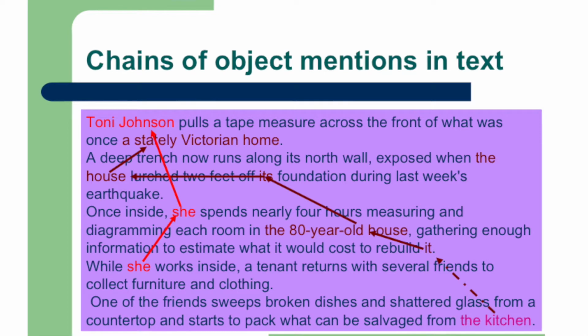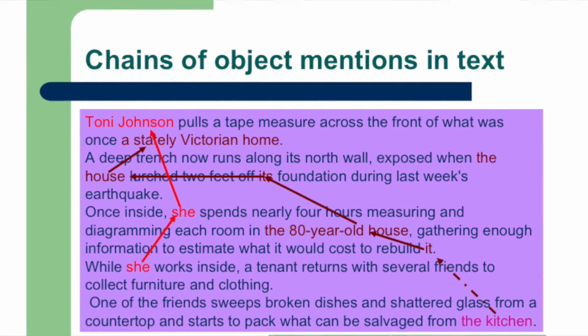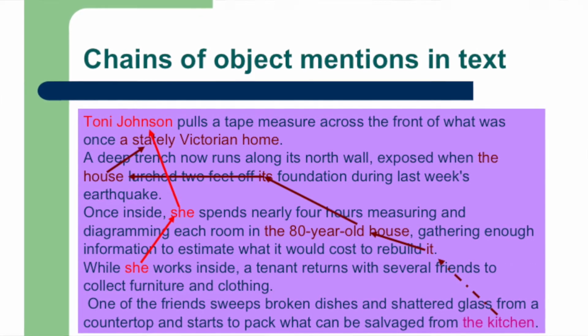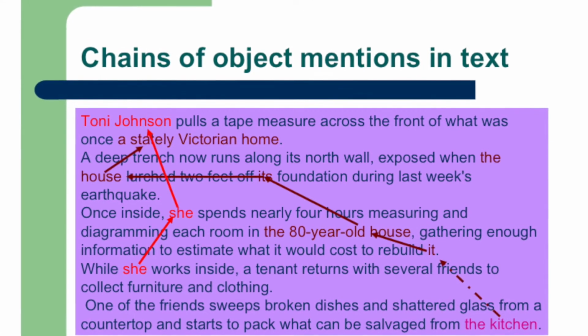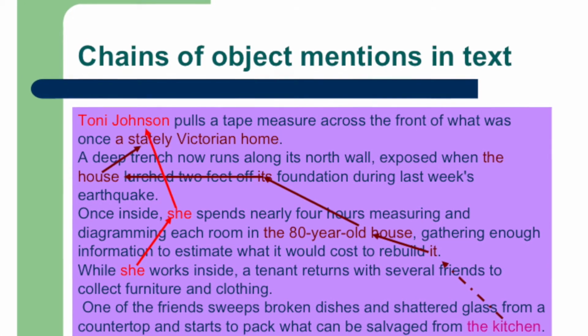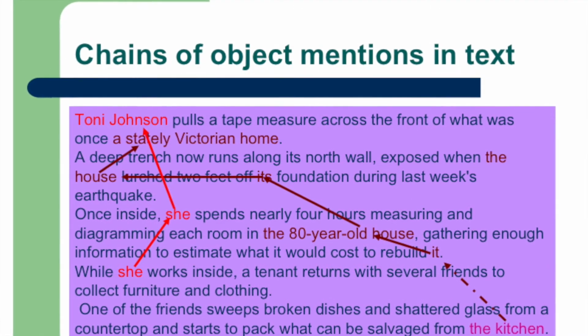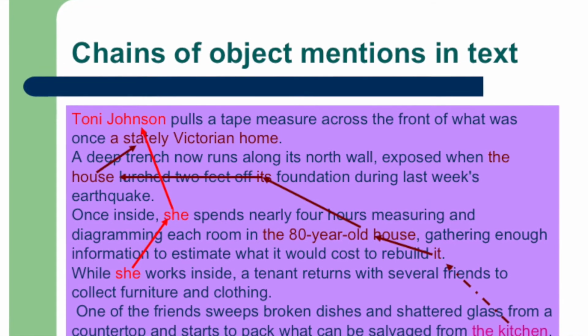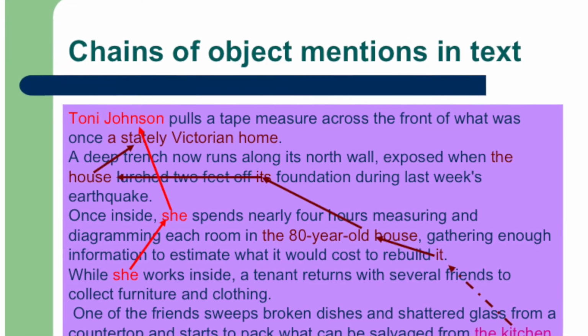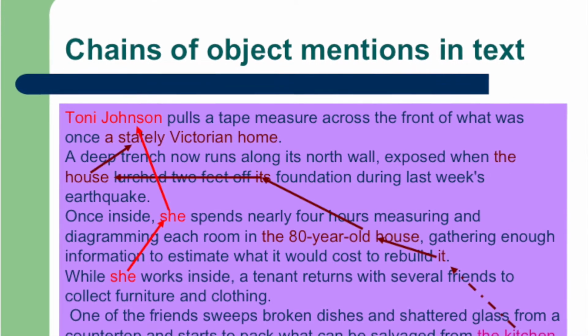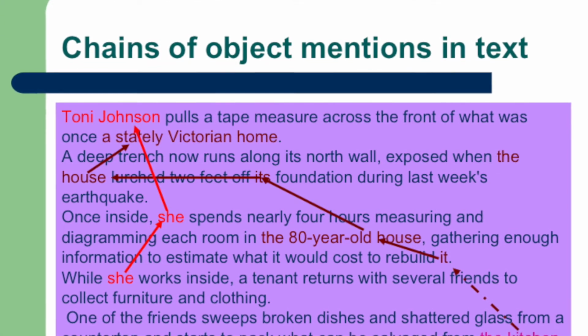Anaphoric reference is the linguistic device of referring with a nominal expression to an entity already mentioned, or antecedent, as in the example in the slide, where the entity introduced with the proper name Tony Johnson is referred to twice again using the pronoun she, or the entity introduced with the indefinite a stately home is referred to again several times, first using the definite the house, then using pronouns its and it.